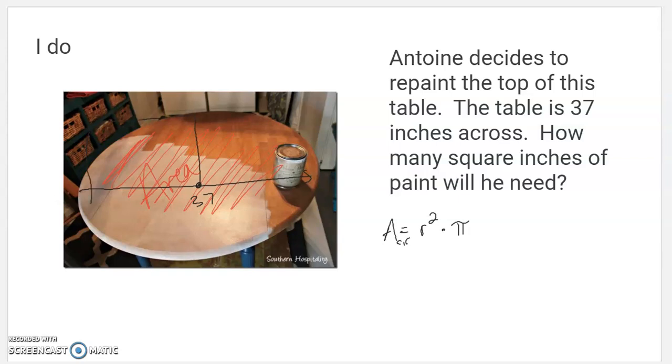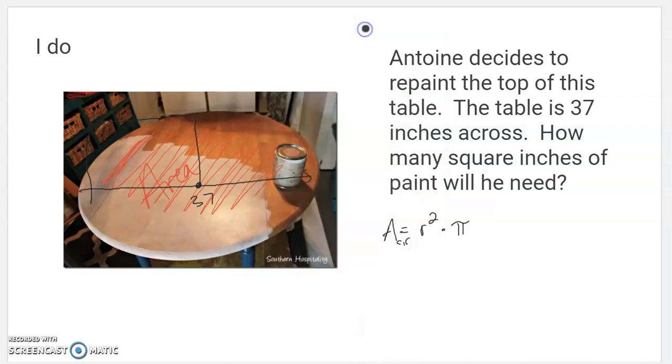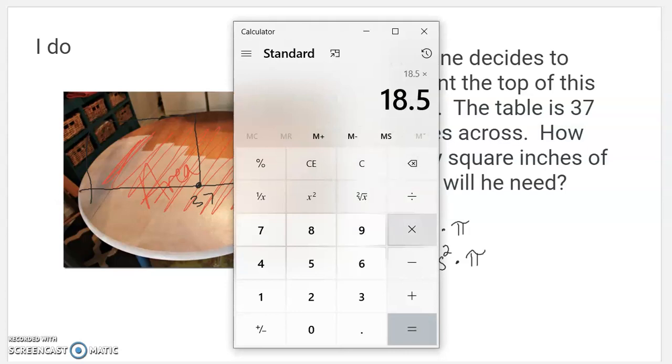So the radius is half of the diameter. So 37 divided by 2 is 18.5. So that means the area of that circle is 18.5 squared. That means times itself, 18.5 times 18.5 times pi. So let's finish that out. 18.5 times 18.5 times pi, or my approximation of pi, since that's all I have on this.